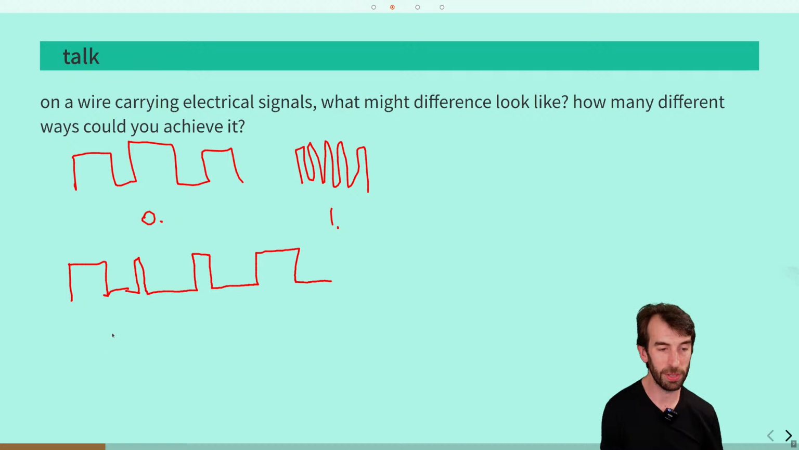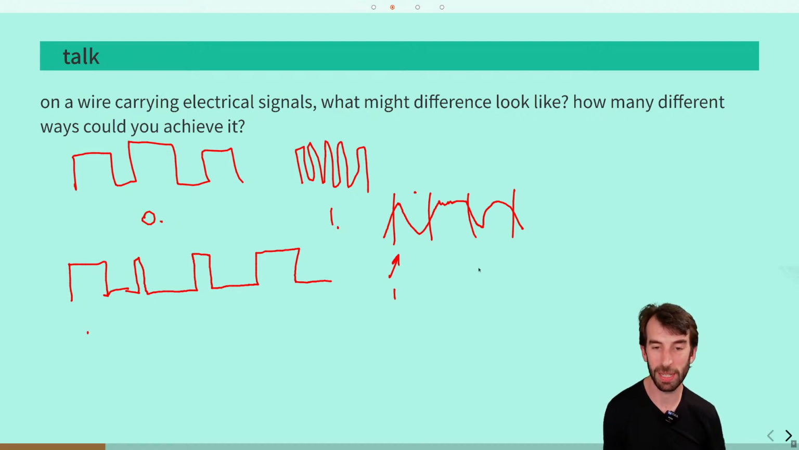Another one I'll suggest to you is that you could always have ups and downs happening at a certain time. But if the voltage is going up across that time, that's a 1. And if it's going down across that time, that's a 0. So an upward intersection is a 1, and a downward intersection is a 0. That's another way of doing this.